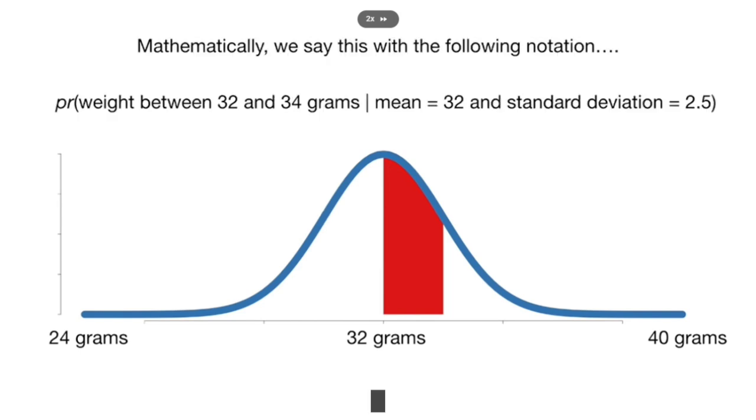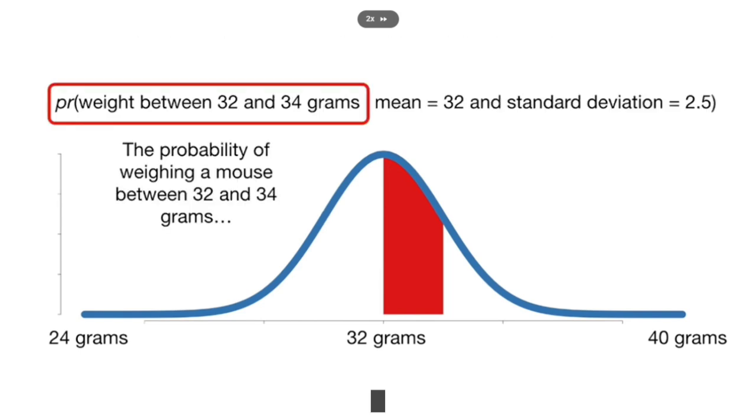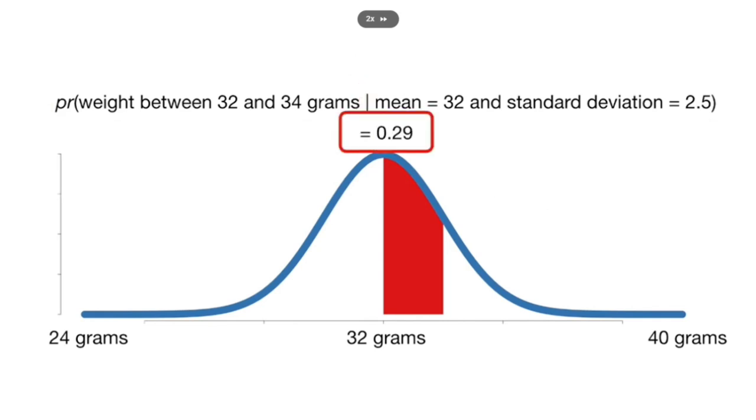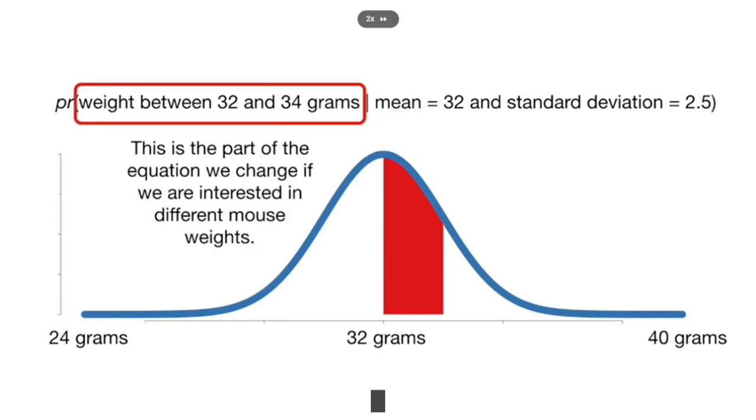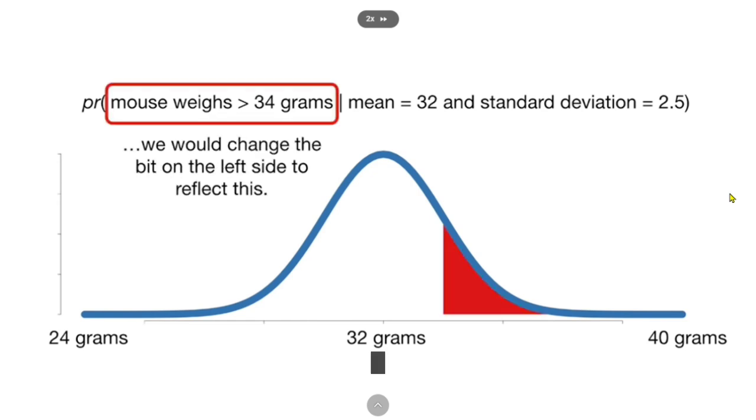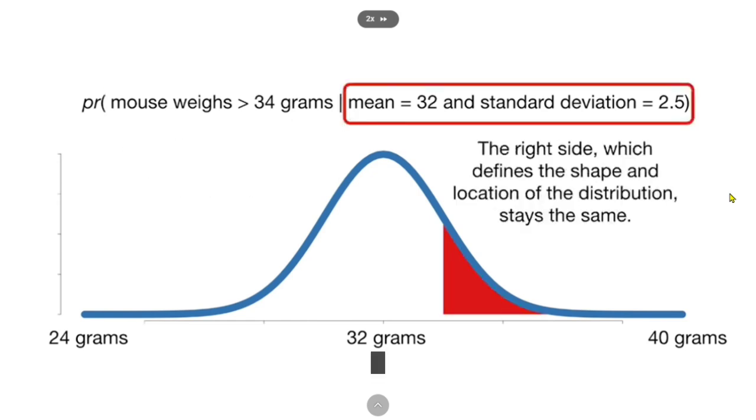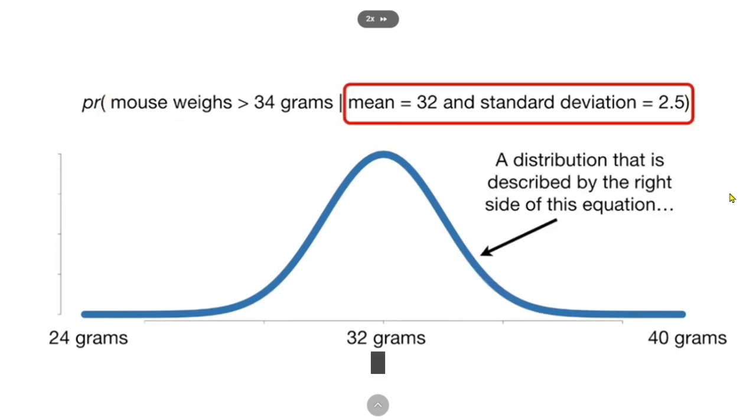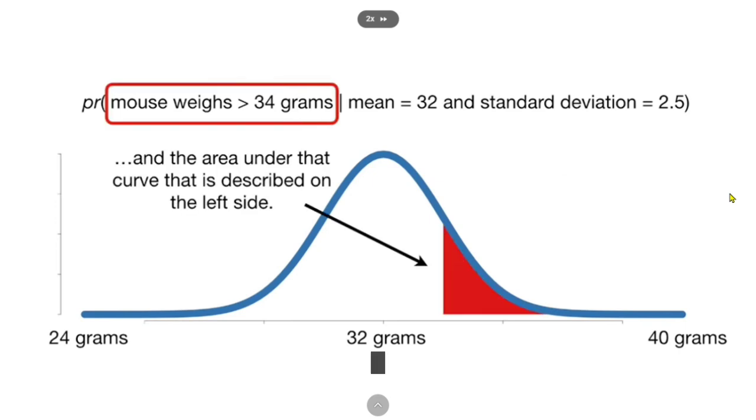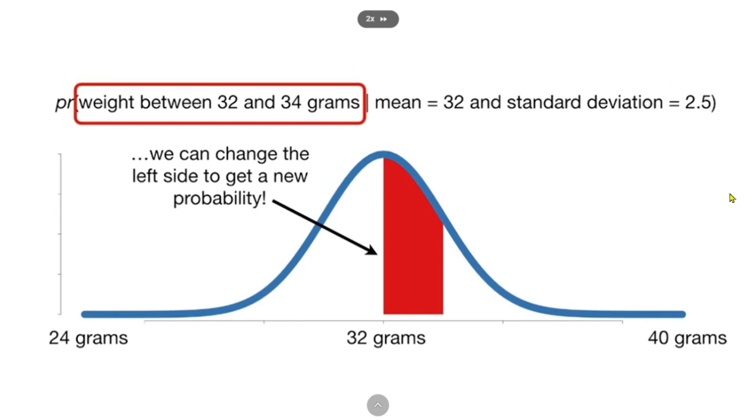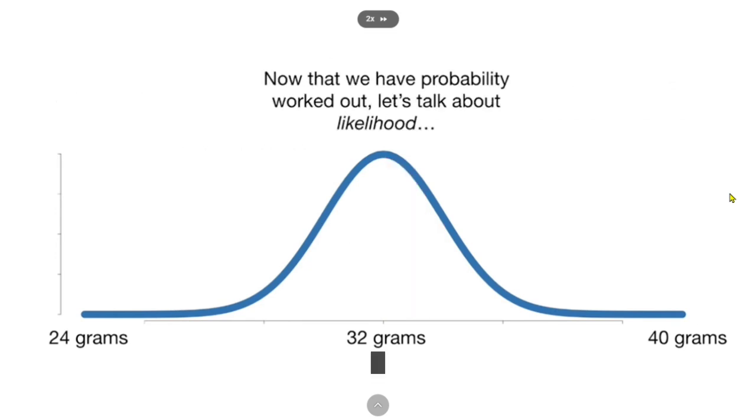Mathematically, we say this with the following notation. The probability of weighing a mouse between 32 and 34 grams, given the mean of the distribution is 32 and the standard deviation is 2.5. And all this equals 0.29. This is the equation we change if we are interested in different mouse weights. For example, if we wanted to know the probability of a mouse weighing more than 34 grams, we would change the bit on the left side to reflect this. The right side, which defines the shape and location of the distribution, stays the same. So when we talk about probabilities, we are talking about a distribution that's described by the right side of this equation, and the area under the curve that is described on the left side. Using the same distribution, we can change the left side to get a new probability. Bam! Now that we have probability worked out, let's talk about likelihood.